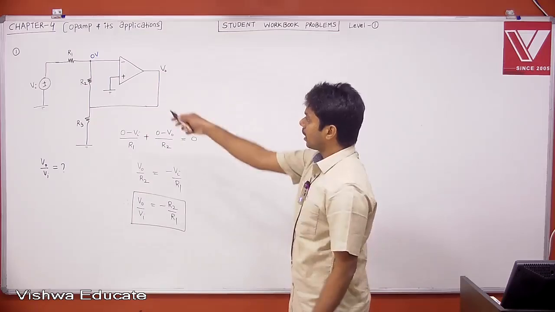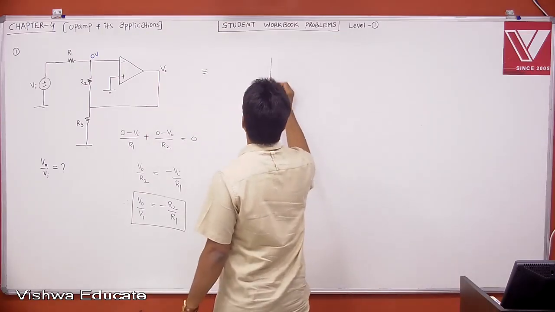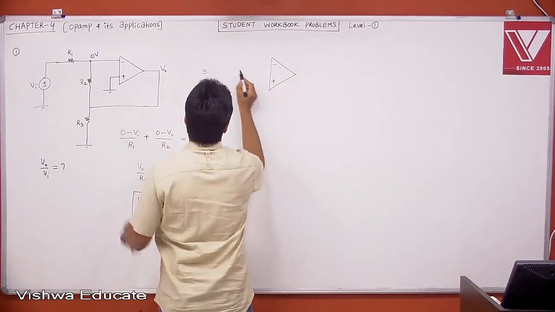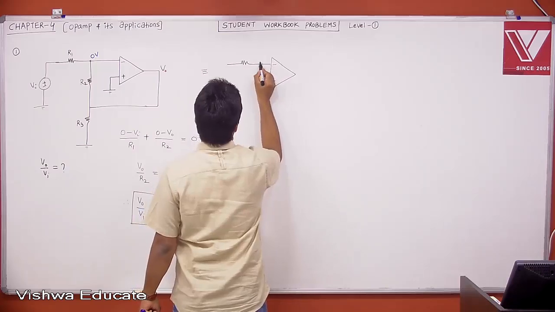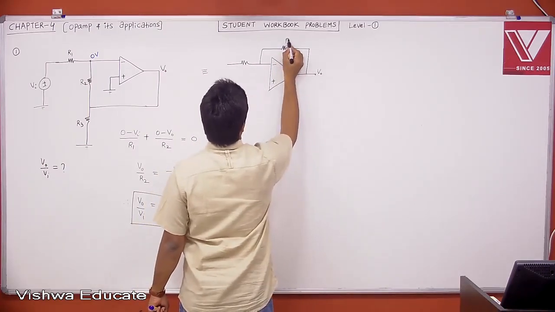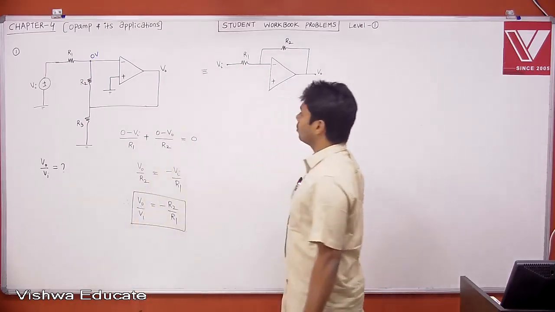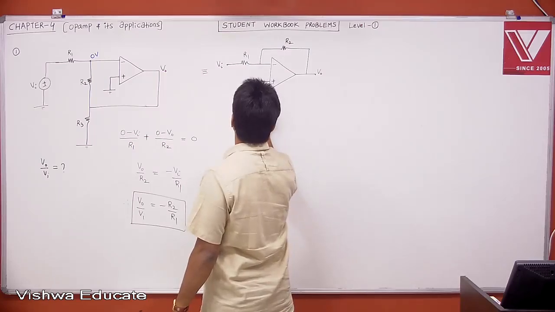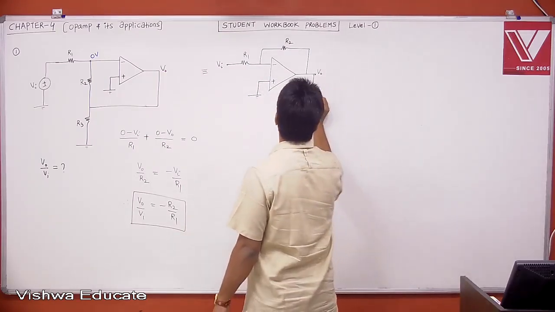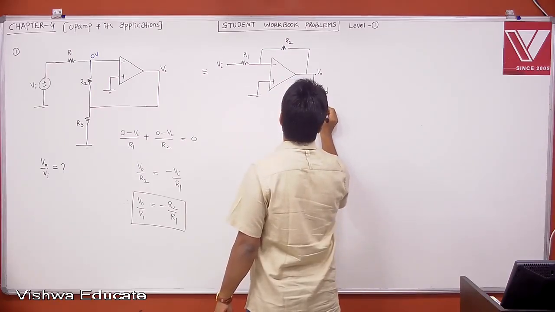Maybe just to make it simple, can I redraw the same diagram? This is equally represented as the op amp with negative feedback. R1 is the input you are applying, and there is a feedback R2. This is your V0, and this is your Vi. Can I say both are the same? This is nothing but your inverting amplifier. Then what is R3? R3 is nothing but the load, connected at the output.